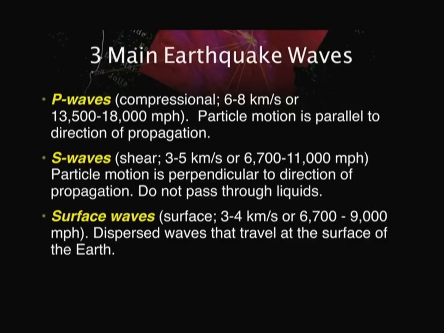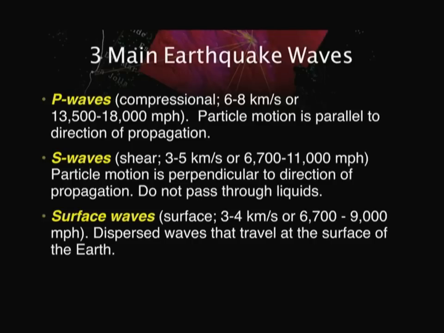So, three types of earthquake waves. This is when people kind of get bored. You start introducing P waves or compressional waves. They move like this, 6 to 8 kilometers per hour. S waves are slower, shear waves. They move like this, 3.5 kilometers per hour. Pretty soon, no one's listening to you, right? By the time you get to surface waves, they travel at the surface of the Earth 3 to 4 kilometers per second.